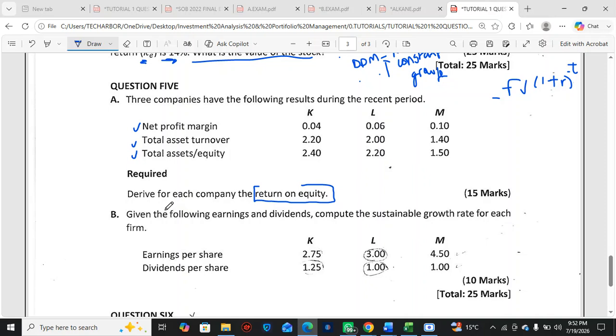Okay, part B. Given the following earnings and dividends, compute the sustainable growth rate for each firm. So this sustainable growth rate is the rate at which the company can grow if they just use the money from their profits, basically. Okay. No using debt or any equity, you're just using money from your profits. How fast can your company grow?